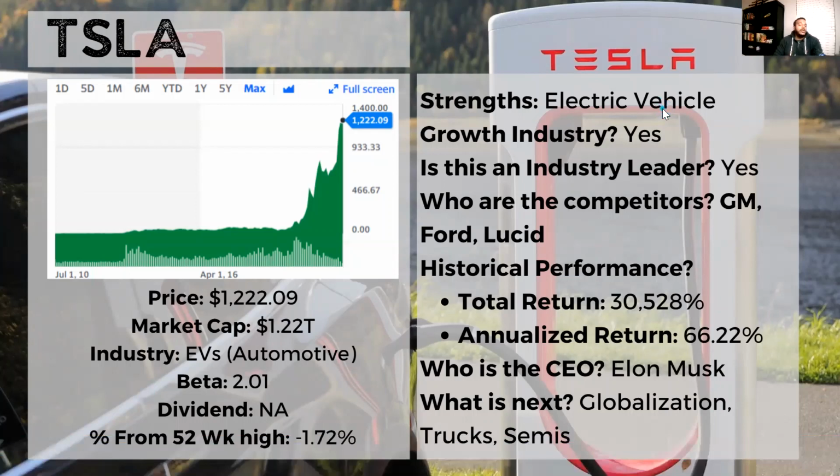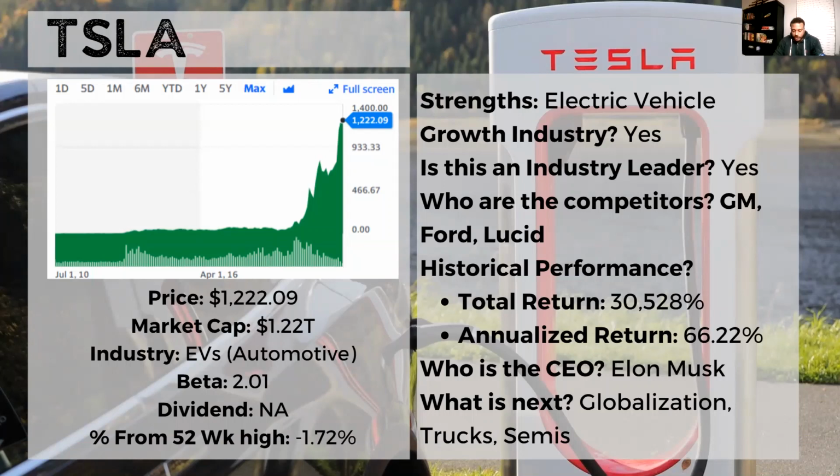And then, we know that Tesla's strength right now is electric vehicles. Although it did not create the first electric vehicle, it has taken it to the next level. And now they have the entire world and auto industry following their lead. Is it in a growth industry? Yes. The electric vehicle sector is a burgeoning growth industry. Is this an industry leader? Number one electric vehicle producer in the world.